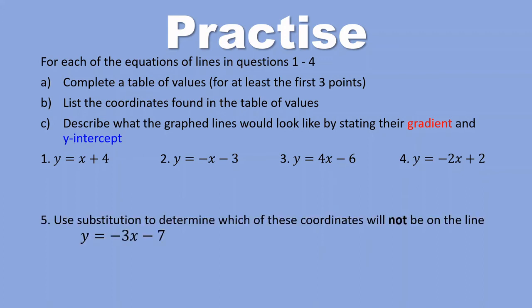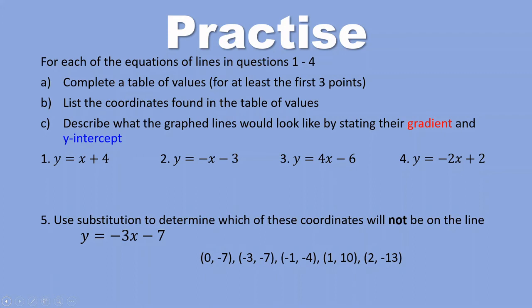Next, for question 5, using substitution, determine which of these coordinates will not be on the line. Here you've got x and y values that are supposed to follow this rule. Check by substituting the x value into the equation and see if your answer is this y value. If it is, great. If not, let me know. Go ahead and hit pause now, copy these questions, and show your working, and hit play when you're ready to take it up.